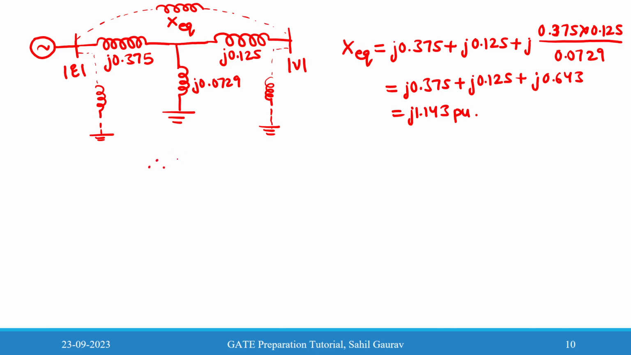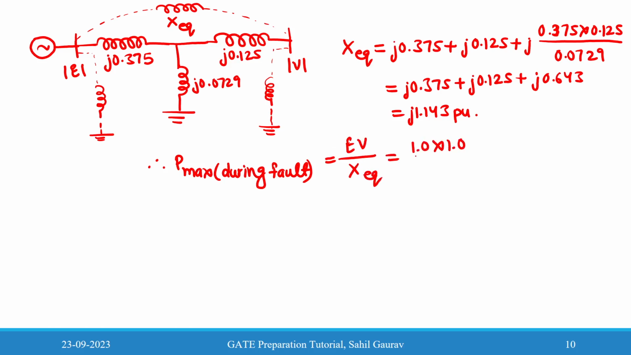Therefore, we can write that P maximum during fault condition, the maximum power that can flow from the generator to the infinite bus, will be E into V divided by X equivalent, 1.0 and 1.0, X equivalent is 1.143. So write it in this form only, 1.143.